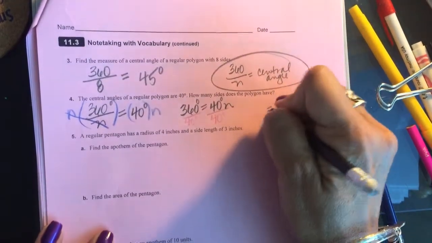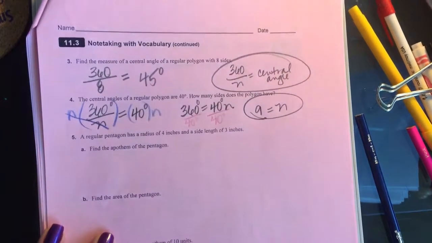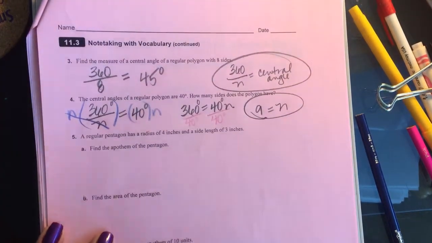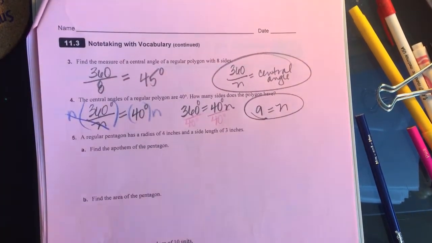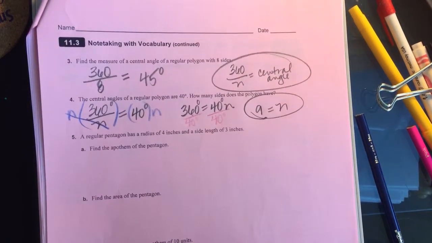How many sides does this have? Must have been 9. So that's a work backwards problem. Must have been 9 if I got the central angles to be 40.